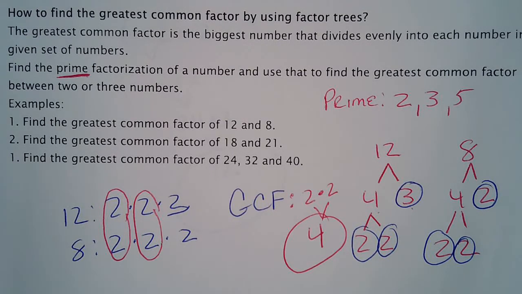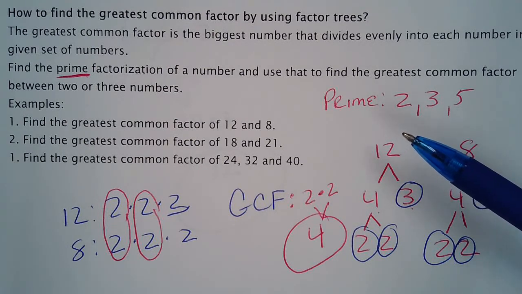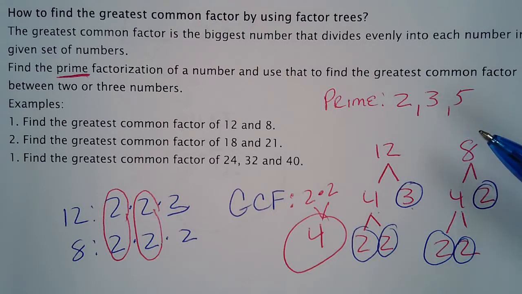So let's recap really quickly. The topic today was finding the greatest common factor, which often they just write GCF. The greatest common factor is the biggest number that divides evenly into each number in a given set of numbers. It's very important that you remember what prime numbers are. So we went over that. Prime numbers are numbers that can only be multiplied by themselves and 1: 2, 3, 5, 7, 11, 13. Those are all prime numbers.